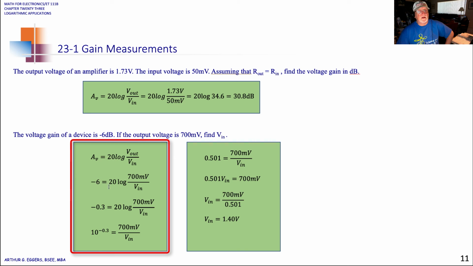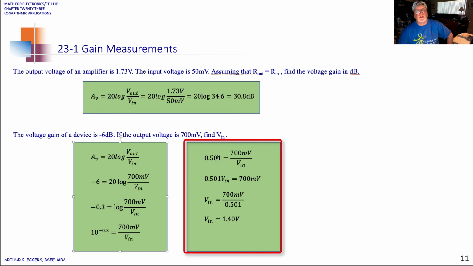Okay, if I take my values and divide both sides by 20, I get minus 0.3 is equal to the log of 700 over Vin. Take the inverse log of both sides, I get 10 raised to the minus 0.3 is equal to 700 millivolts divided by Vin. Solving for that exponential, 10 to the minus 0.3 gives me 0.501, and then I can move the voltage in to the left-hand side and move the 0.501 to the right-hand side, and I will solve for Vin to be 1.4 volts in this case.